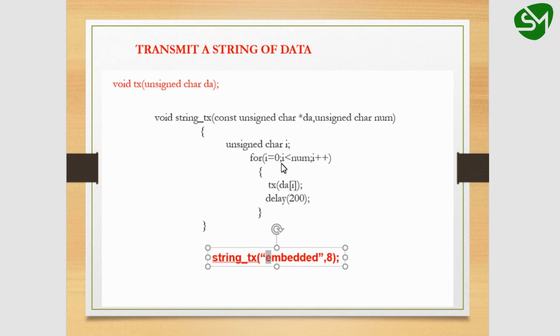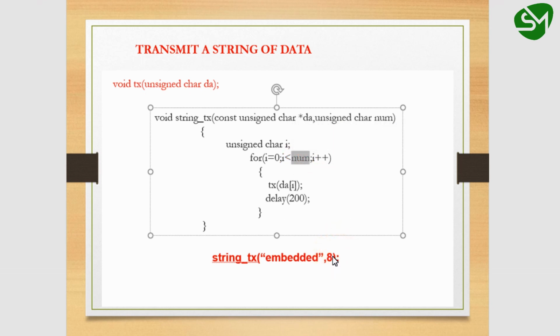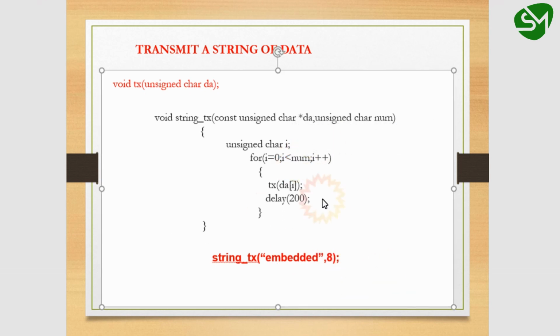Now the i value is 1, so 1 less than 8 is checked, which is also true. Again the control comes over here, and TX of DA of 1 is passed to the TX function. DA of 1 is nothing but M, so the character M is transmitted to the UART bus. In a similar way, this loop runs until the length of the string is achieved. As you can see, this loop runs till num, that is 8. So using this function, you can transmit a string of data to a UART bus.